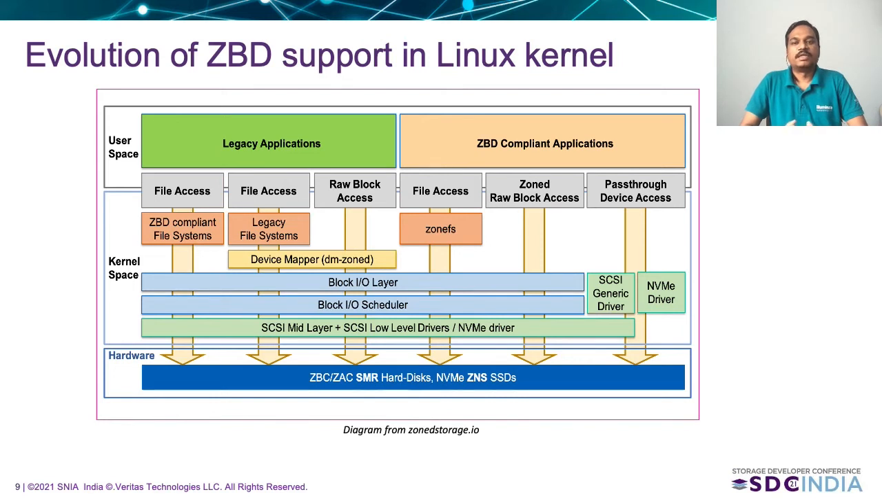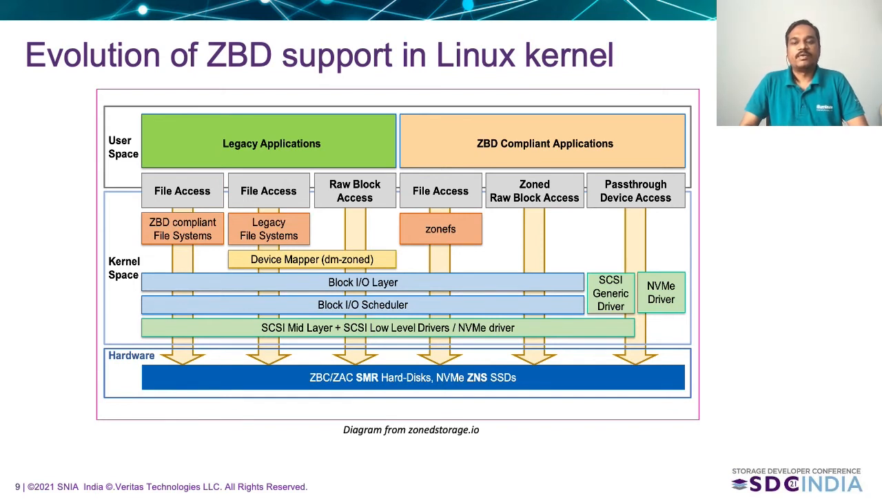The first layer is the zone block device compliant file system. There are two file systems supported so far for a zone block device. Those are Btrfs and Btrfs. I will talk about these file systems in our subsequent slides. A zone block device compliant file system hides the sequential write constraint of the zone device from the application. It transfers only sequential writes to the disk.